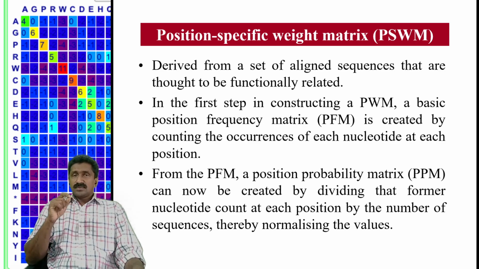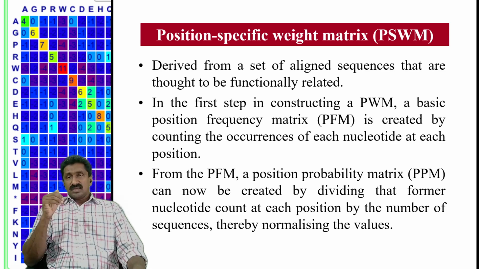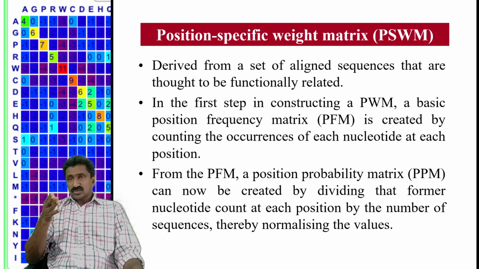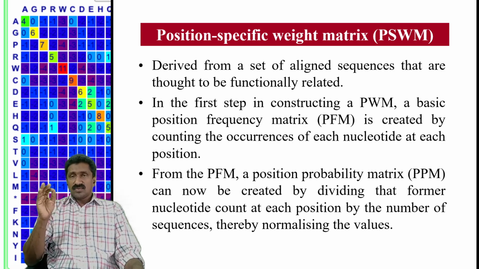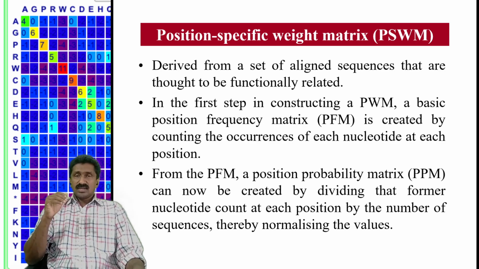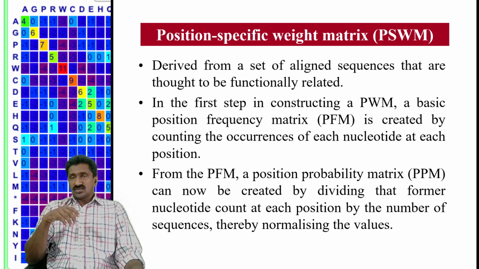So the first step in this matrix construction is constructing a position weight matrix. This is also known as PSWM, a position specific weight matrix, or a position weight matrix. Alternatively, it can be called PWM. And the first one is the position frequency matrix creation. That is the first step, and it is created by counting the occurrence of each nucleotide at each position.